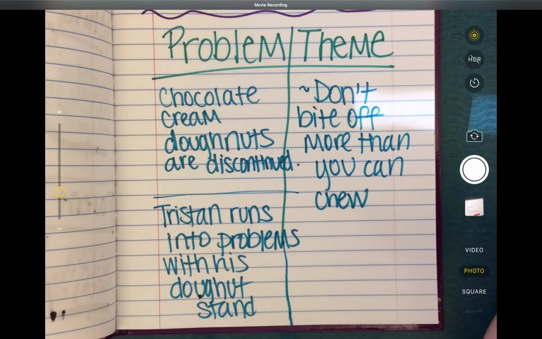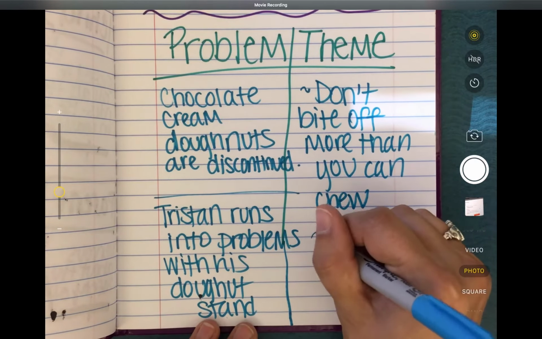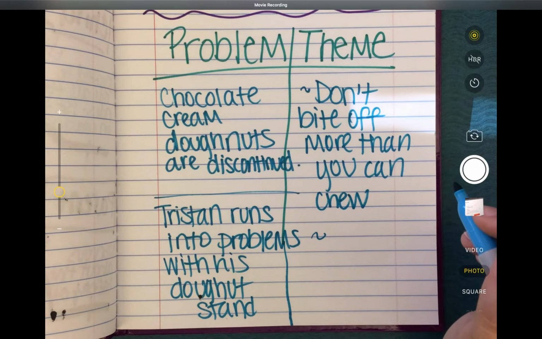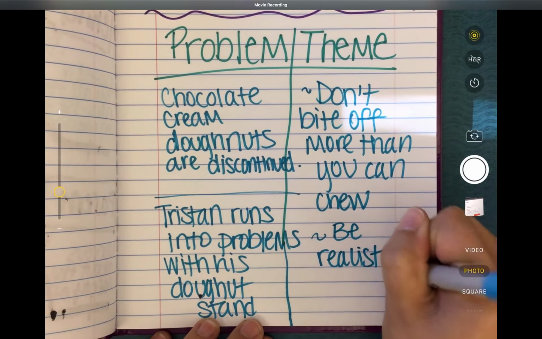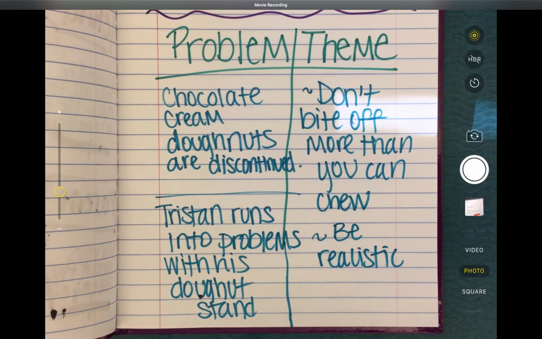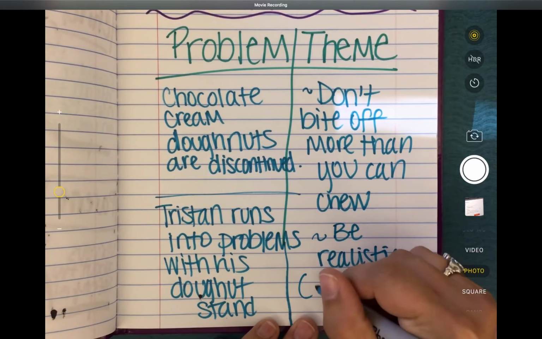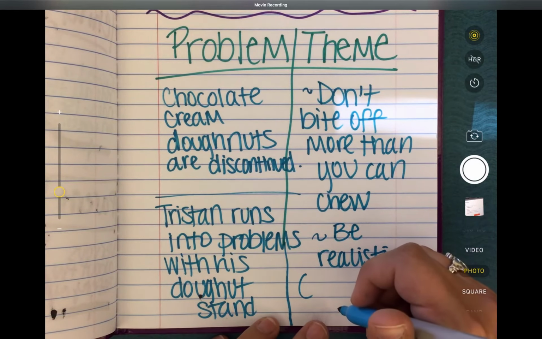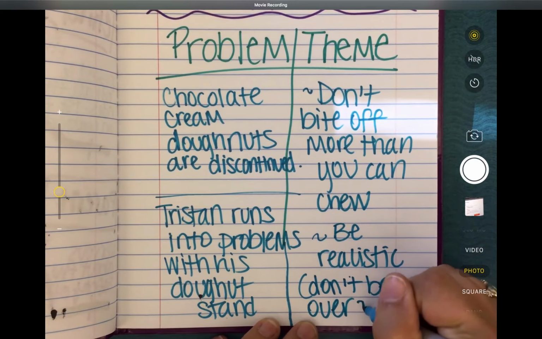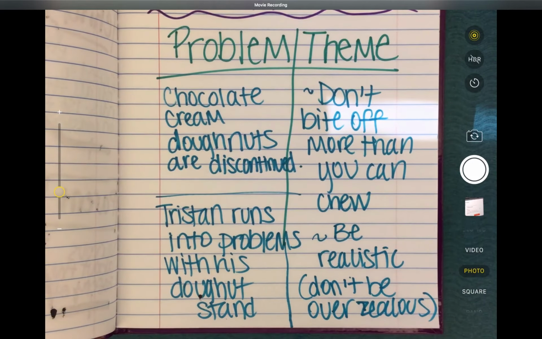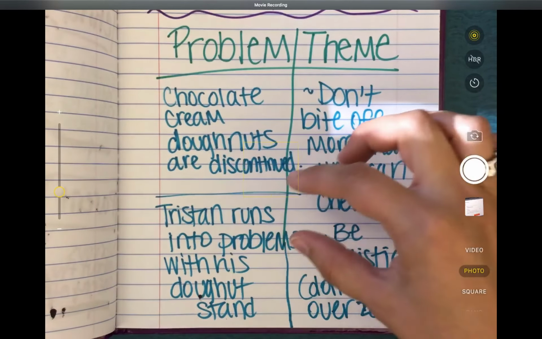Okay. So in other words, don't take on more projects than what you can actually take on. Maybe also to be careful what you wish for. Maybe be realistic, because it sounds like he's really ambitious. So be realistic when you're planning projects. You don't want to be overzealous. Overzealous means you are taking on too much. So don't be overzealous. Don't take on too much at one time, because then it could potentially lead to failure. All right, so that is how I took my theme from the problems in this story.